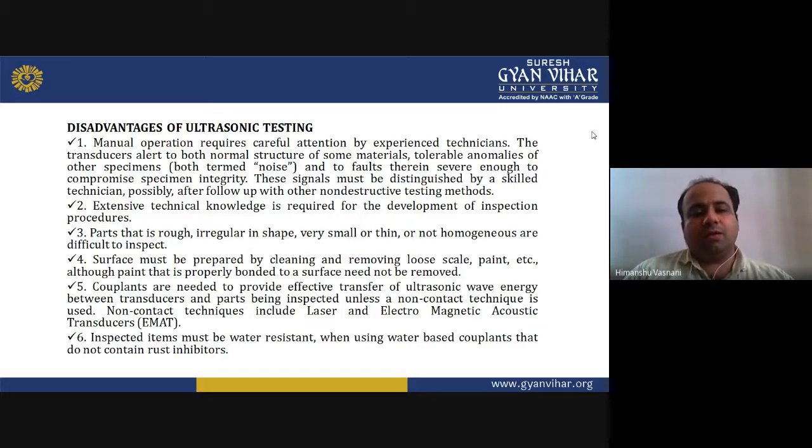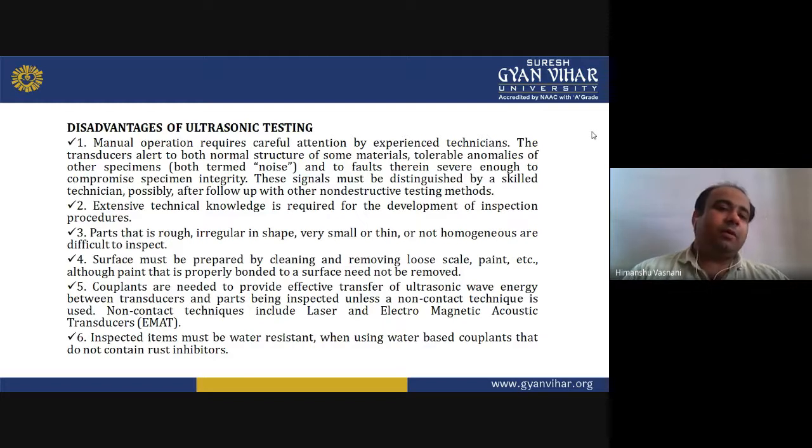Couplants are needed to provide effective transfer of ultrasonic wave energy between the transducers and the parts being inspected, unless a non-contact technique is used. Non-contact techniques include laser and electromagnetic acoustic transducers (EMAT).